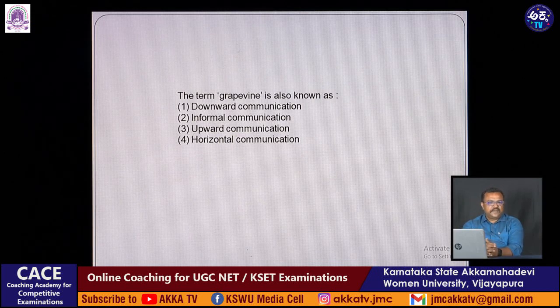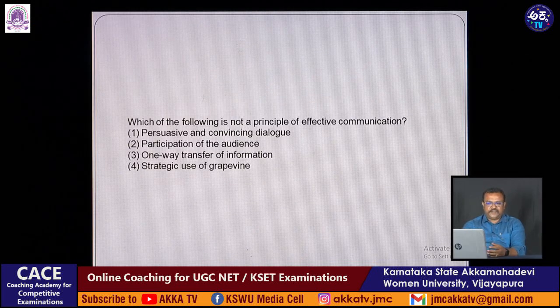Then the term grey point is also known, as I said previously, as informal communication. The grey point communication is known as the informal communication. Downward means if I am communicating with my subordinate, then it will become downward communication. Upward means superiors, horizontal means with my colleagues, with my same level of employees. So, the correct answer for this is informal communication.